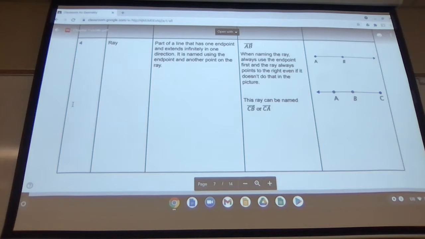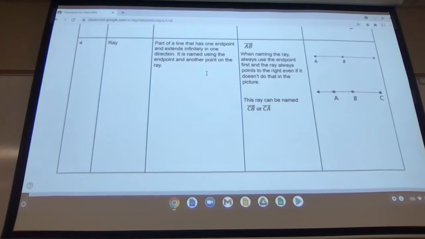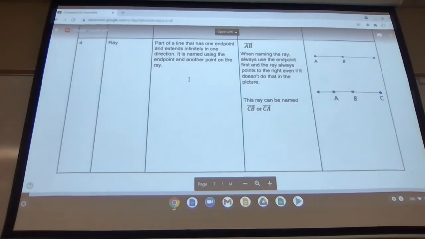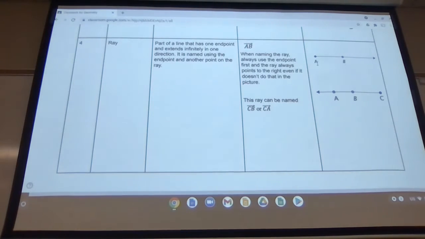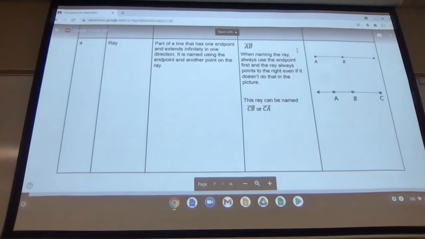First one is ray. A ray is defined as part of a line that has one endpoint and it extends infinitely in one direction. It's named using the endpoint and another point on the ray. So here's a picture of a ray. We've got our arrow on one end, endpoint on the other.